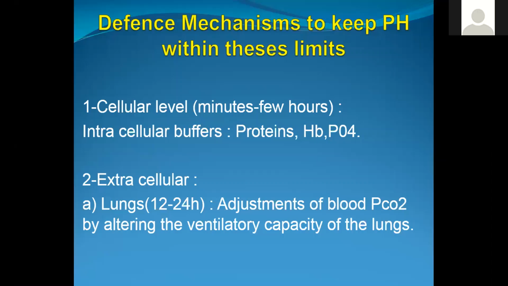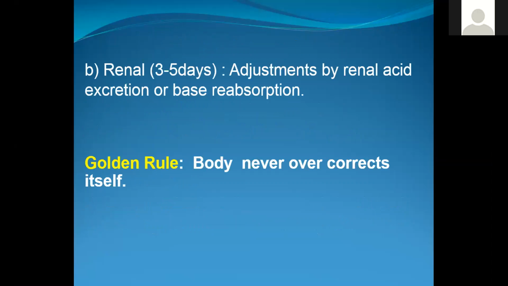We know the lungs will work faster than the kidneys, within the first 12 or 24 hours, to adjust blood PCO2 by changing the ventilation effort, either by over or under ventilating the patient to wash out or retain CO2. Kidneys will work slower, will take days to adjust by excreting hydrogen or reabsorbing bicarb and base. But always remember, our body never overcorrects itself. So overcorrection is always iatrogenic, always done by us.